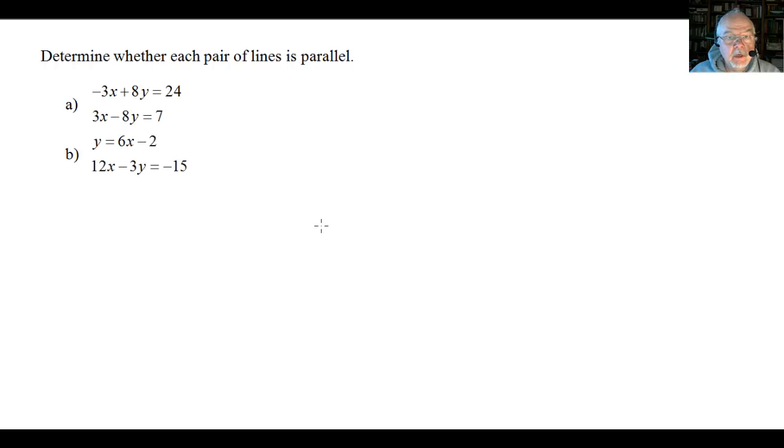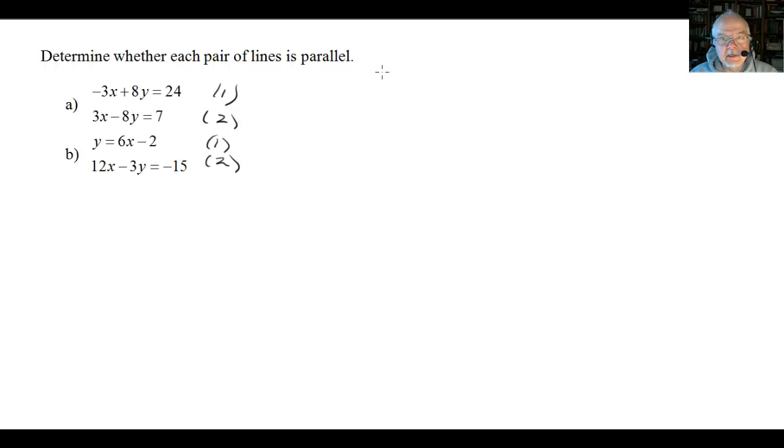All right, last time we learned that if the slopes of two lines are equal, then they must be parallel. So let's do a problem. We have a problem here that says determine whether each pair of lines is parallel. So we have two equations in A, and we have two equations in part B.